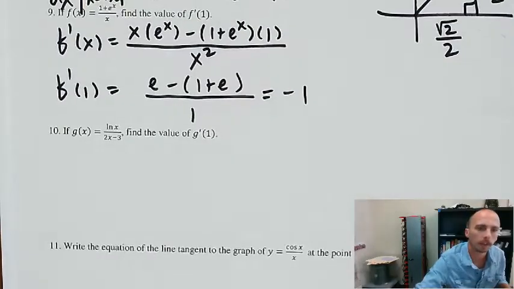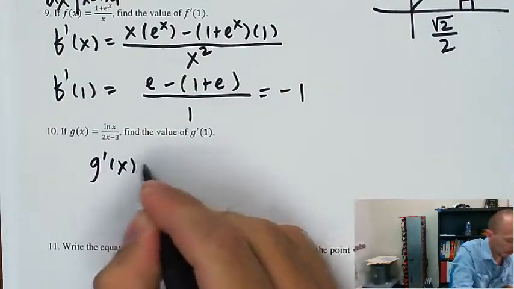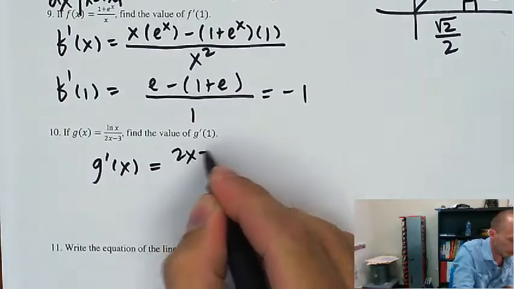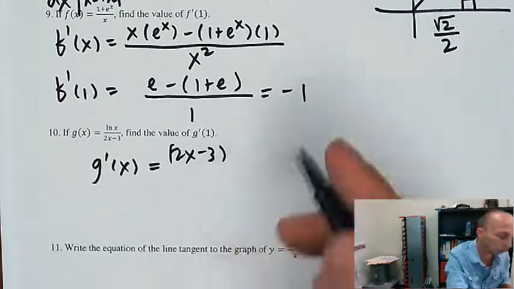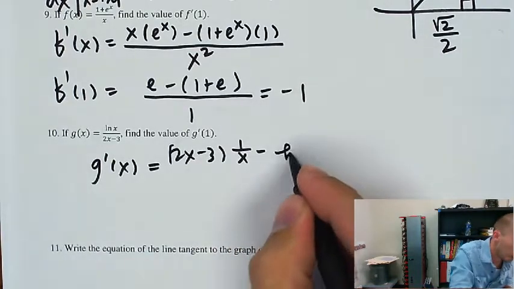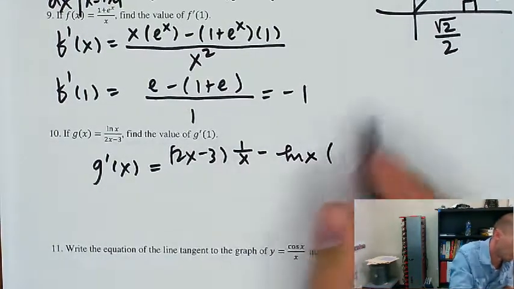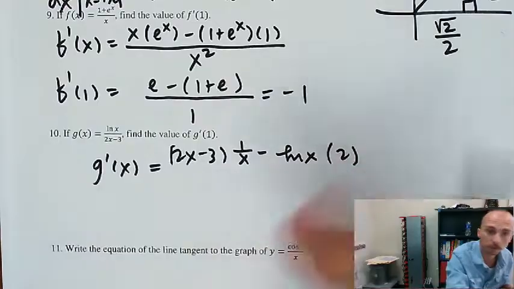All right. G of x is log of x divided by 2x minus 3. Find the value of g prime of 1. Okay, you can do that. G prime of x is equal to bottom times the derivative of the top. The derivative of natural log x is 1 over x, minus top times the derivative of the bottom. That would just be 2, because the derivative of 2x is 2, and the derivative of negative 3 is 0.